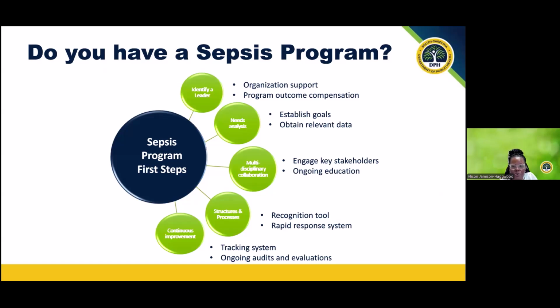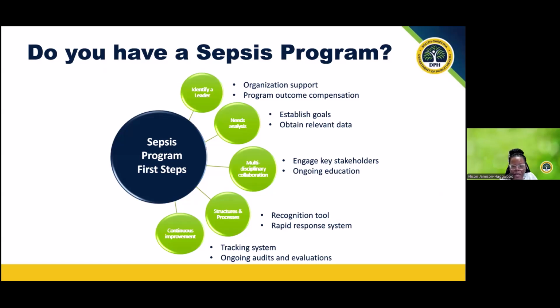You want to make sure, and this is just an additional thing, some facilities may not be able to do this, but program outcome compensation may be tying compensation to the program outcomes. You could consider tying a portion of compensation to the success of the sepsis program to motivate staff.